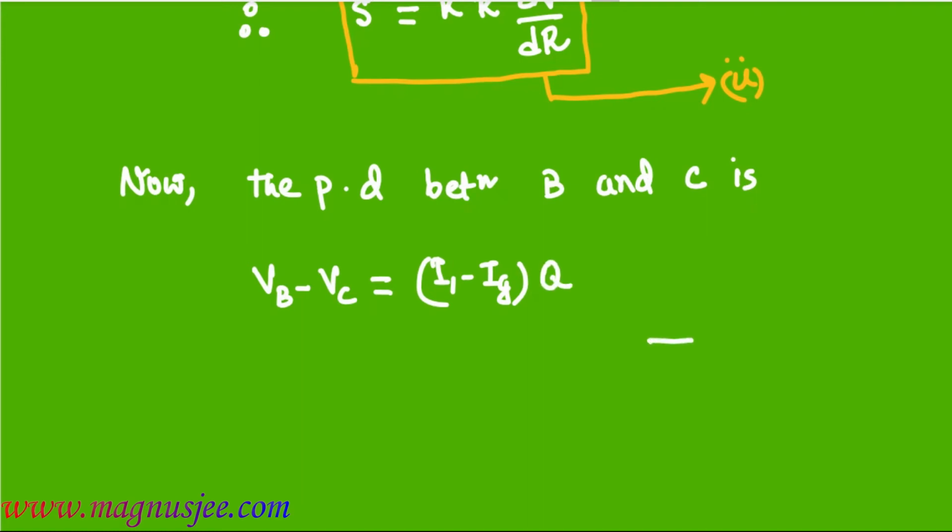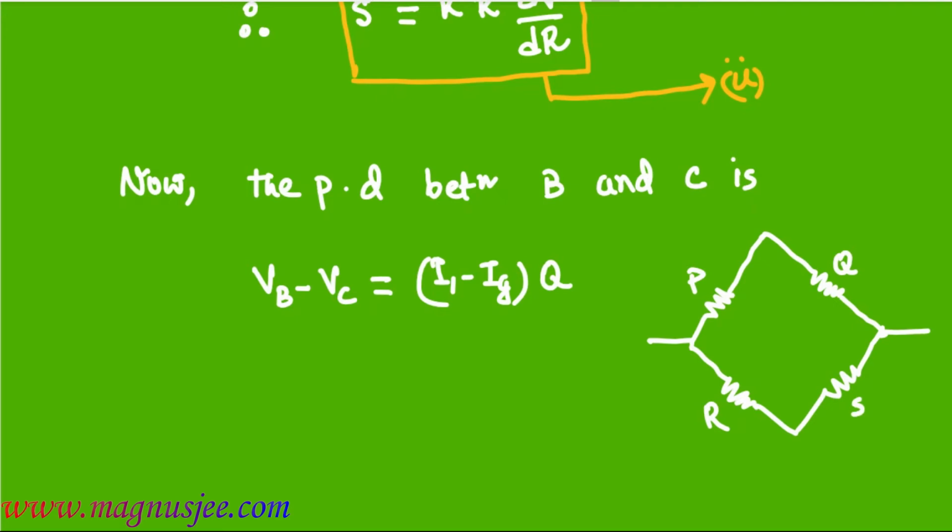So if we draw the diagram again, the quadrilateral ABCD, four resistances are connected to form ABCD quadrilateral. Resistance P, Q, R, and X, not S, it should be X. In this case, sensitivity is denoted by S, and here the resistance is not S, it should be X, and a galvanometer of resistance G is connected between B and D.